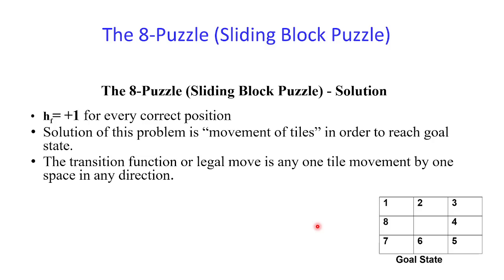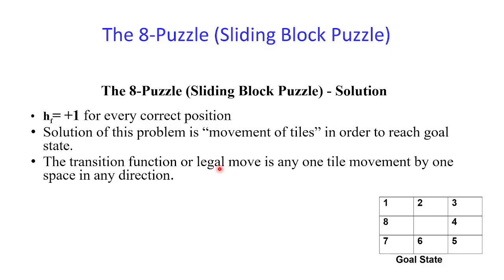One common heuristic is the number of tiles in their correct position. We give a score of +1 for every correct position. A higher score means we are closer to the solution. The solution itself is a sequence of movements that transform from the initial state to the goal state.